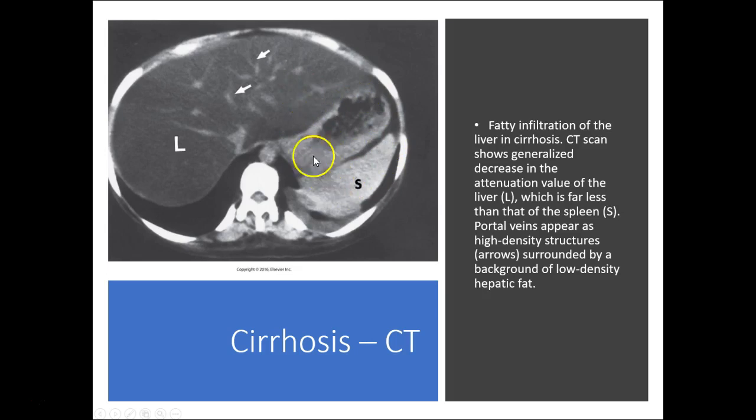And you can see that the liver should be the same basic density as the spleen. So I always look at the spleen for a reference when I'm looking at the liver to see, is the liver darker than the spleen? And yes, this is. So this is a fatty infiltrated liver. So they are in liver failure typically, okay?